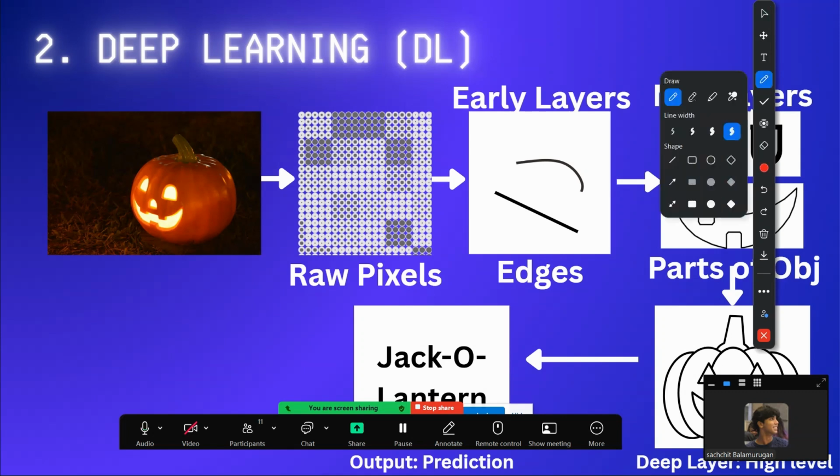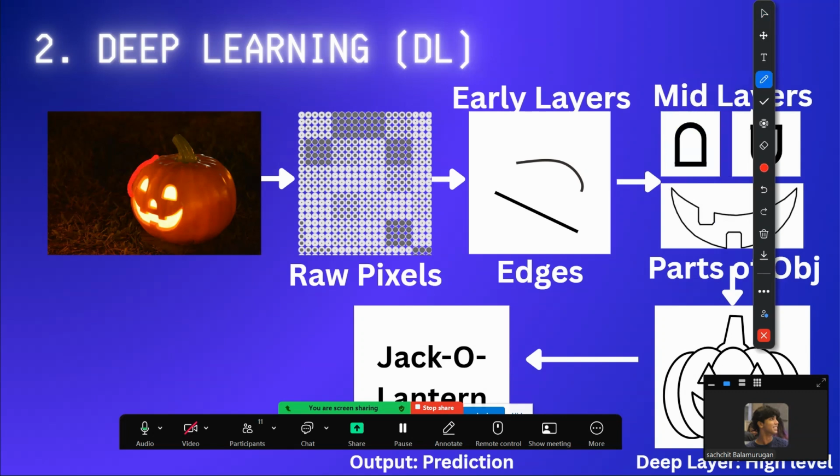It breaks down the image into its edges. It's understanding this curve here. It's breaking down the curves like this. And then in the middle layers, it's understanding the parts of it. It's understanding this. It's understanding this.